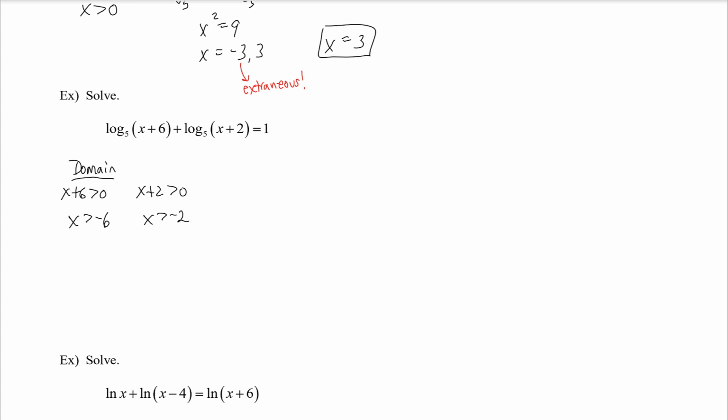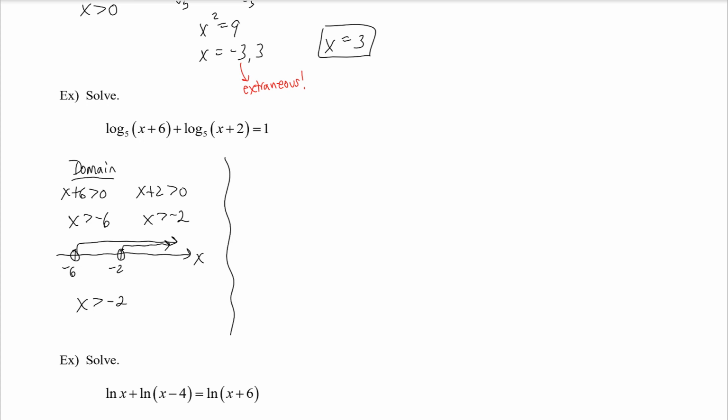So the domain for this whole thing is, if this is the number line and this is -6, we're saying that everything bigger than -6 works, but the other one only allows -2 and bigger. So the domain for the whole thing is that x has to be bigger than -2. That's where they overlap. That's all that's allowed, x values bigger than -2. Okay. Now let's solve this thing.